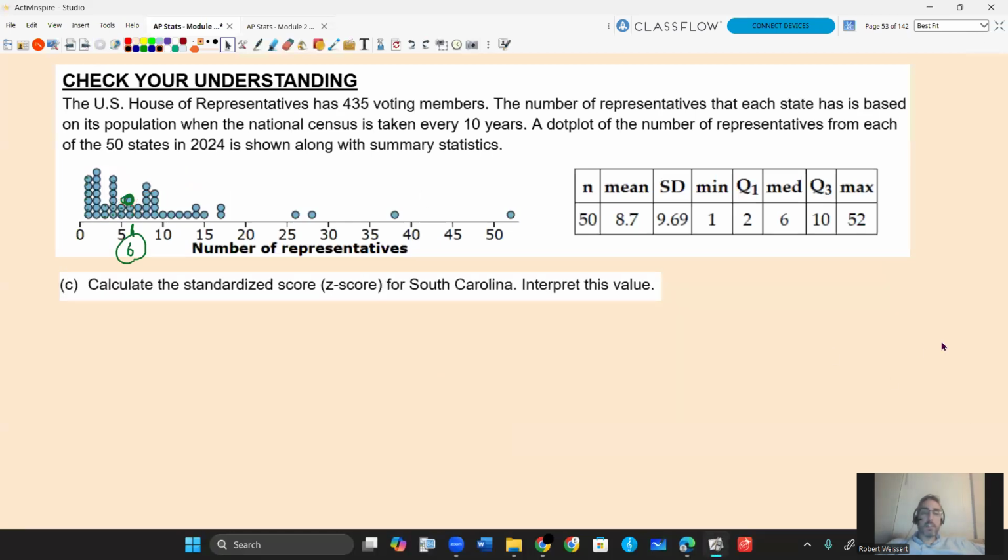Part C, calculate the standardized z-score for South Carolina. Interpret the value. Now that we know that their value is 6, we can calculate the z-score. Here we go, 3, 2, 1. So value minus mean divided by standard deviation.